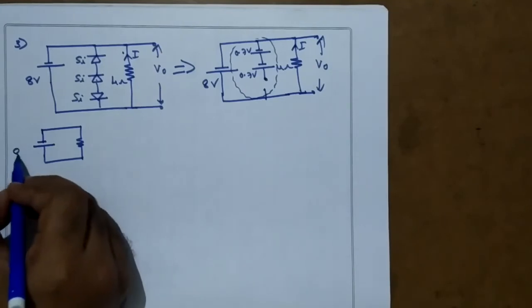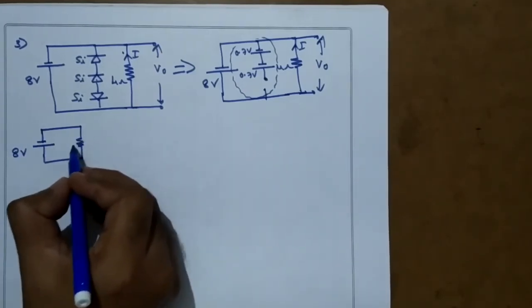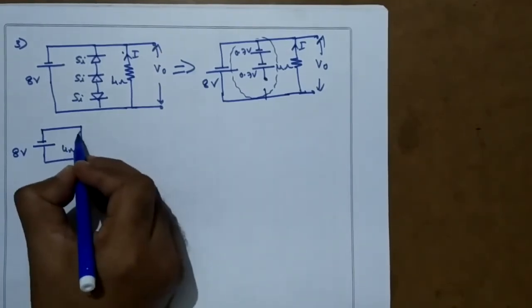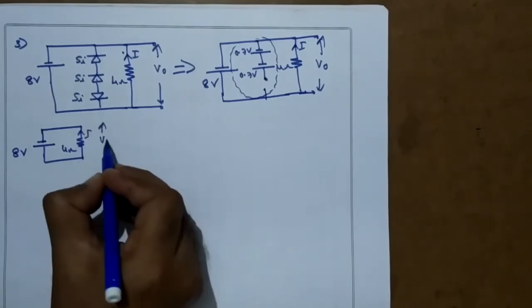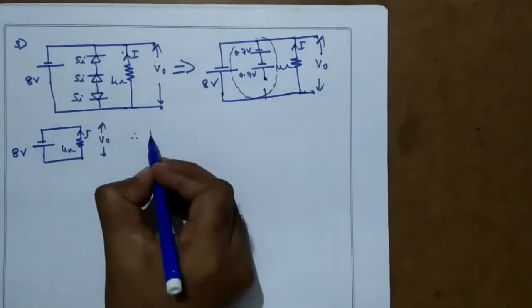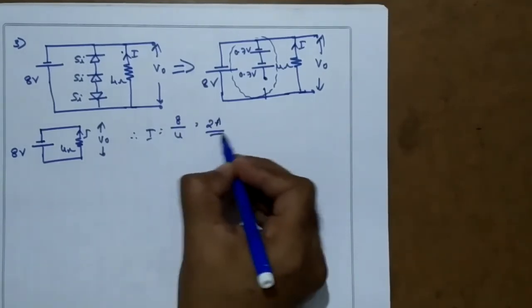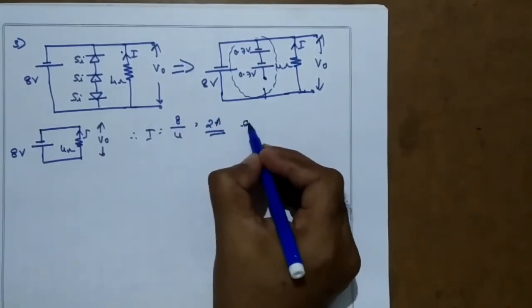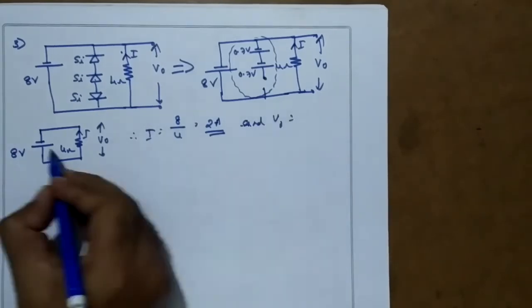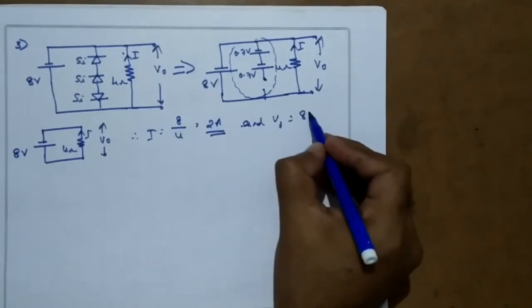just simple. 8 volt, 4 ohm, this is I, this is V naught. So therefore what is I? I is equal to V by R, 8 divided by 4, that is equal to 2 ampere. Therefore V naught will be equal to 8 volt.